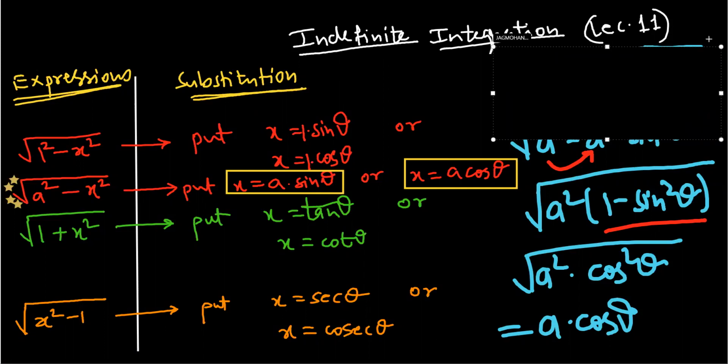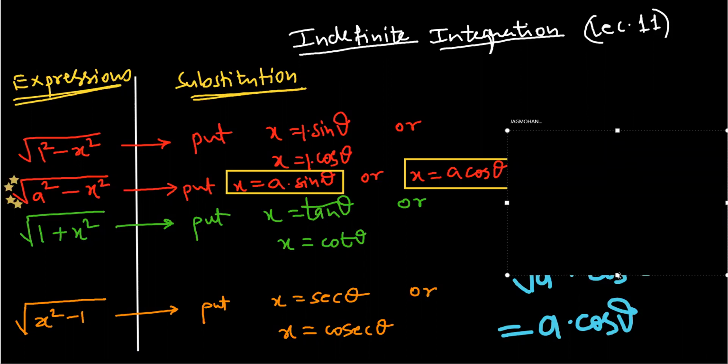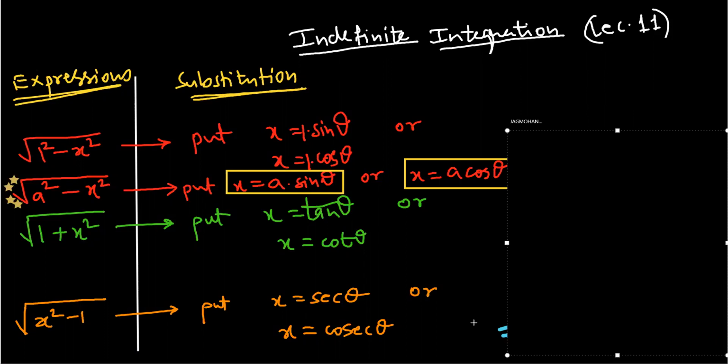When we have square root of a square minus x square, what would be the substitution? x is equal to a sine theta or x equals a cos theta. That is the substitution.